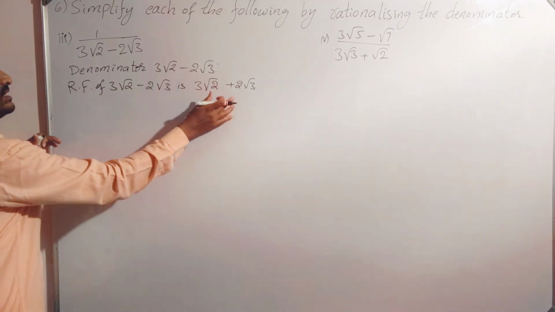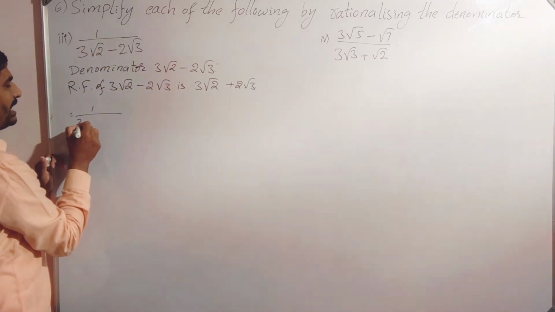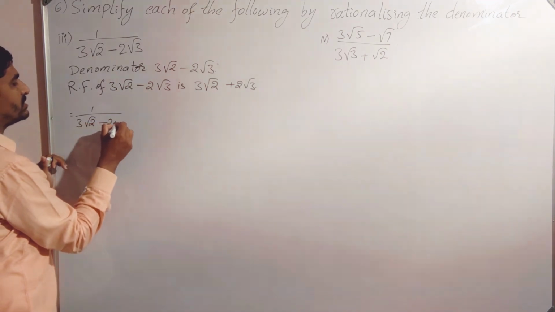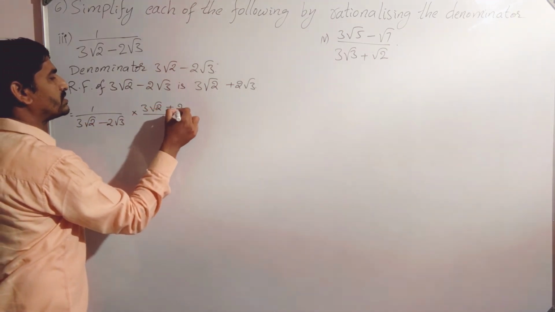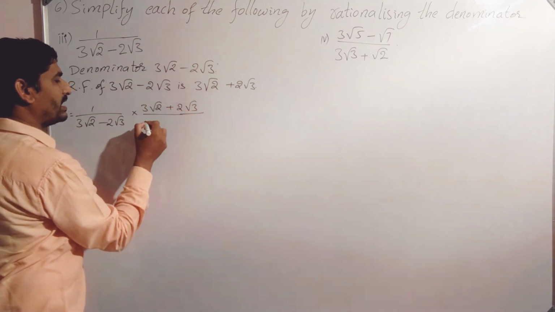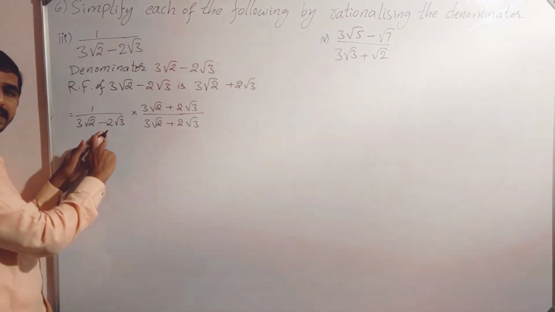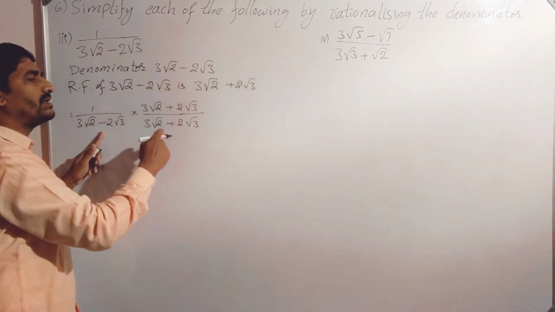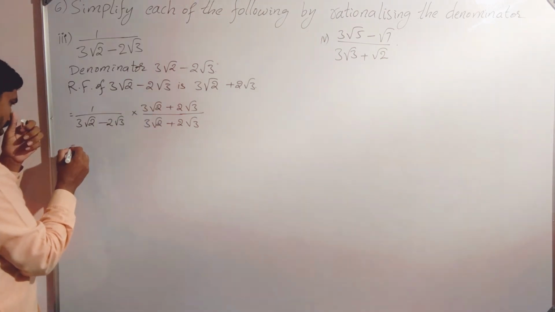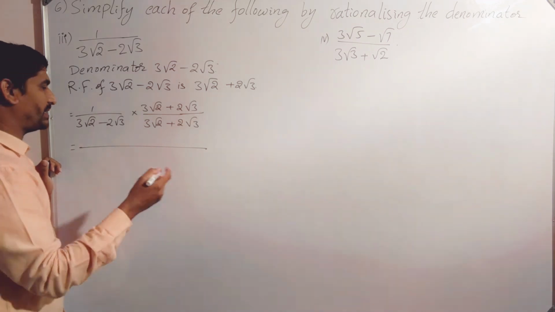So with this minus, we write the plus: 1 by 3 root 2 minus 2 root 3, into 3 root 2 plus 2 root 3 by 3 root 2 plus 2 root 3. Whether it is a minus or plus, we take the opposite sign with the same numbers, multiply and divide. Now rationalizing this, the numerator is multiplied, 1 into something.